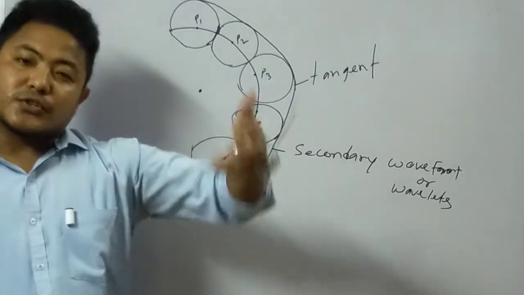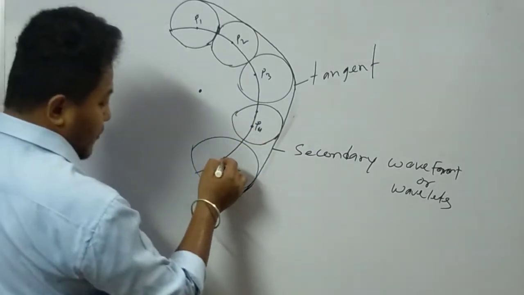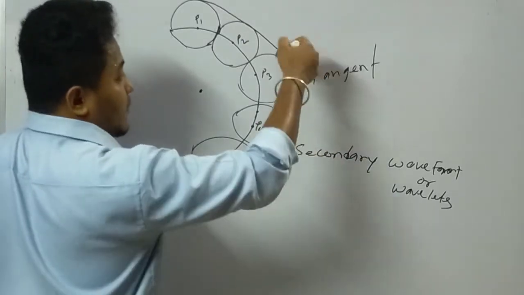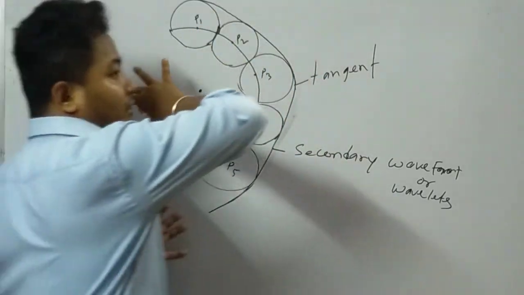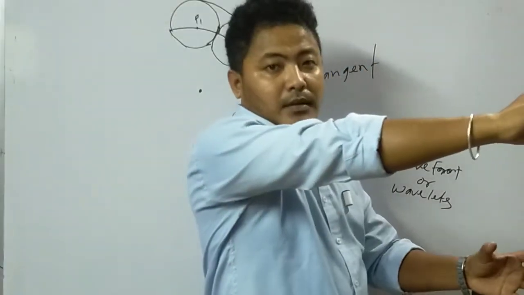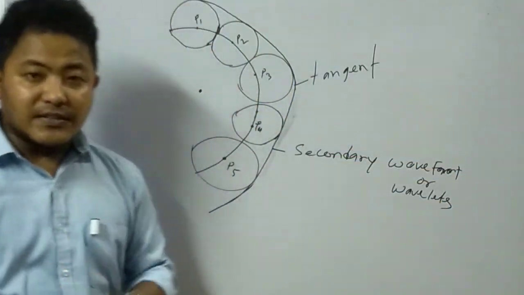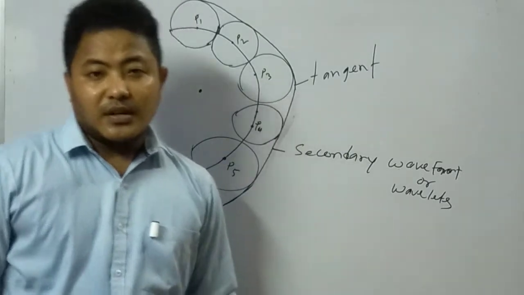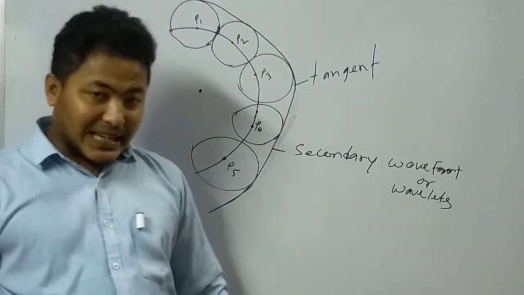Again the same process will continue. Now this point will also produce a wavefront again, this will produce a wavefront, this will produce a wavefront, and like that it will keep producing. It is an endless process. Is that clear? So this was all about Huygens principle of secondary wavelets.